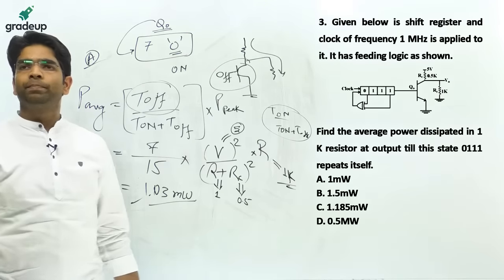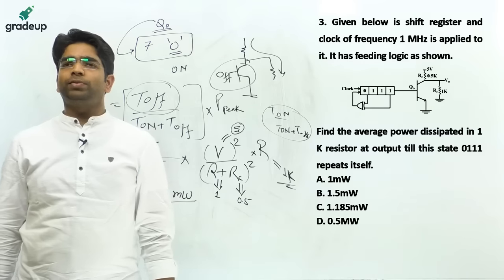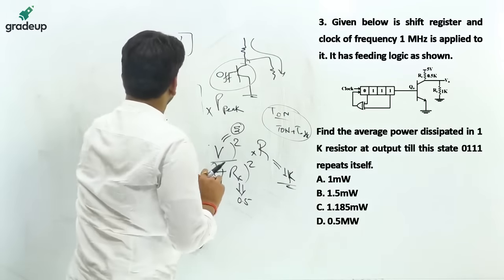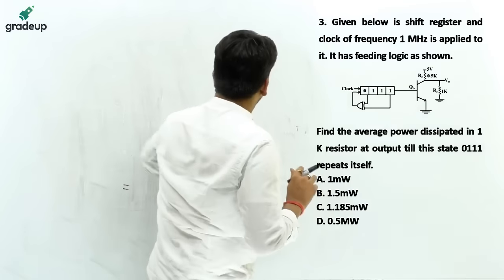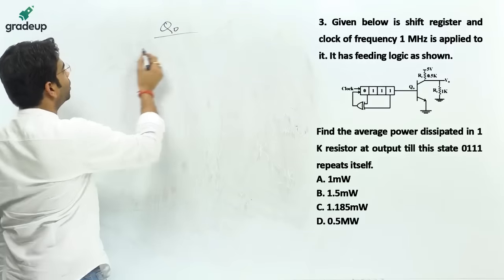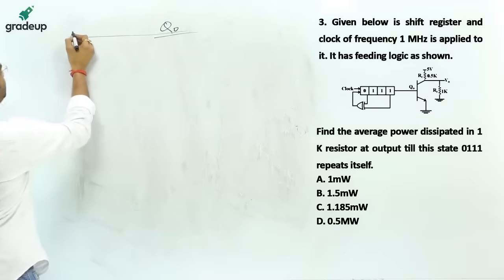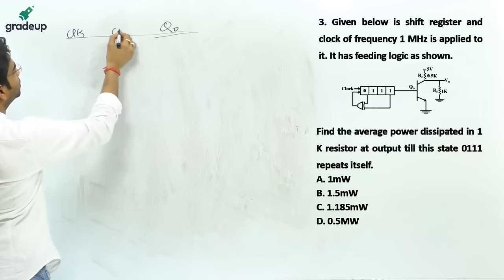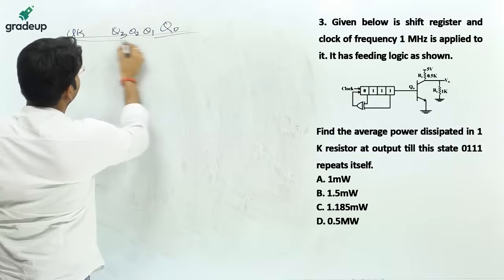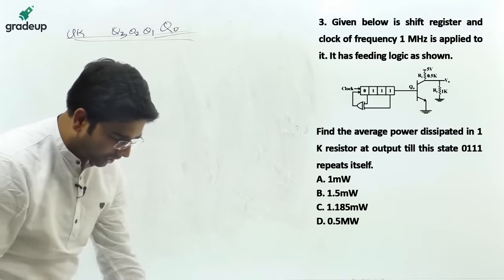I did not get the concept of 7 times 0. How? Rohit Yadav, yes. Look, actually I'm sorry. Look, when you are getting Q0 with the clock, it is Q3, Q2, Q1, Q0. Drawing the whole state diagram.